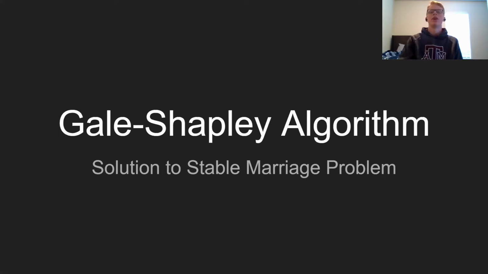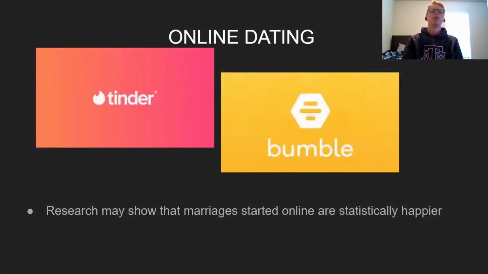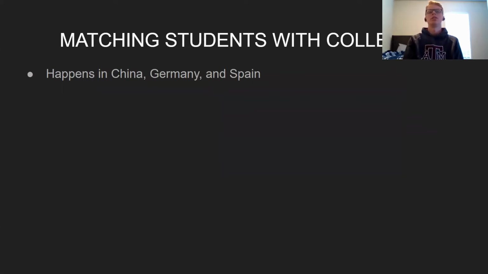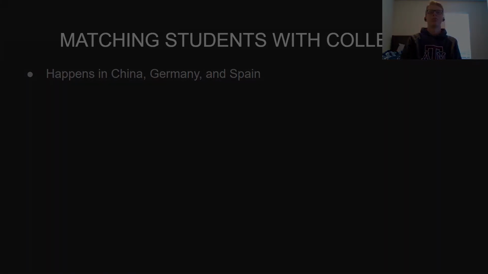This has a variety of applications, such as online dating, where based on your personality traits that you enter into the app and your previous swipes, it'll attempt to match you with the best people that it can. It's also been used for matching students with colleges in some countries like China, Germany, and Spain, where the college has a list top down of students that they like, and the students rank the colleges that they want to go to, and it matches them with the greatest overall happiness. That's the point of the algorithm.